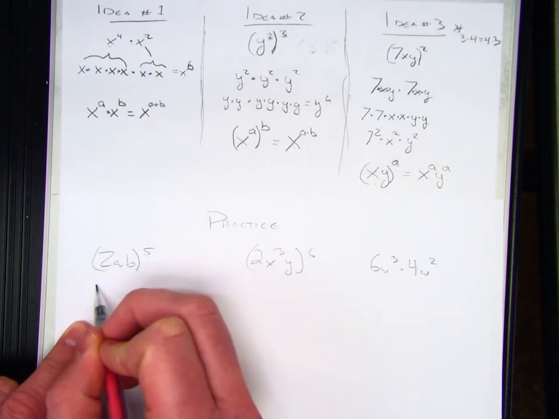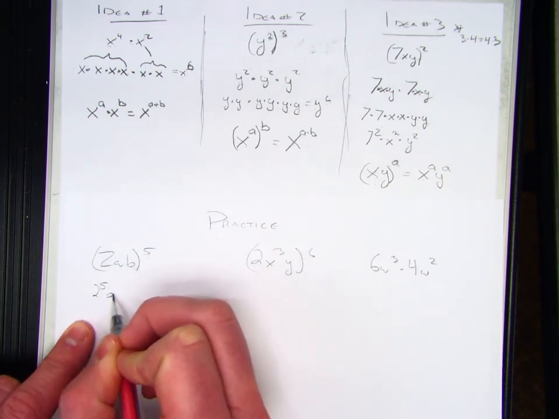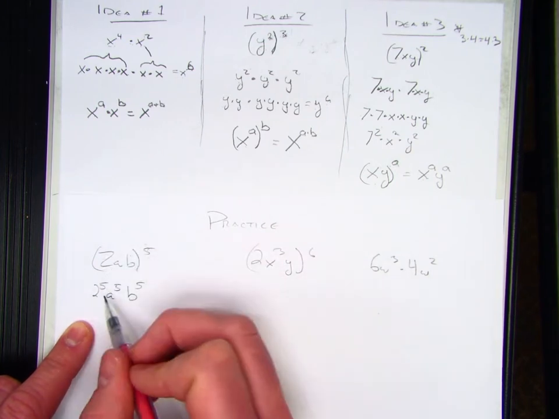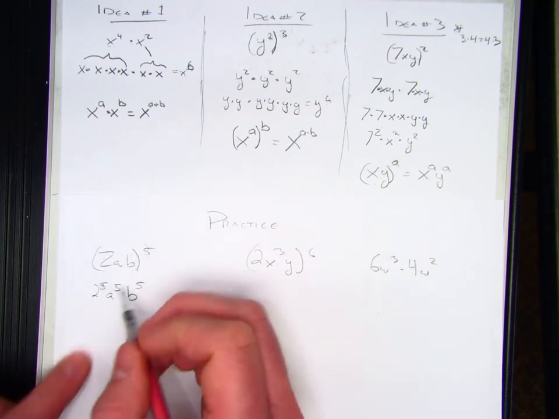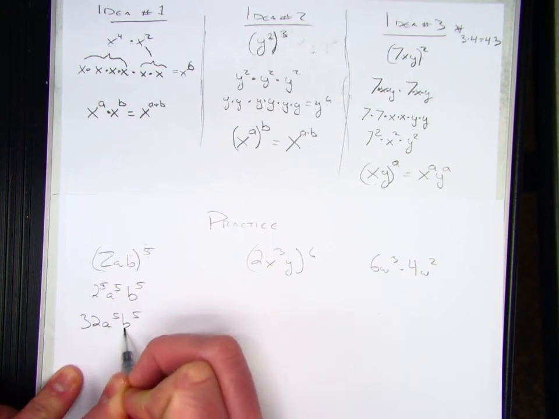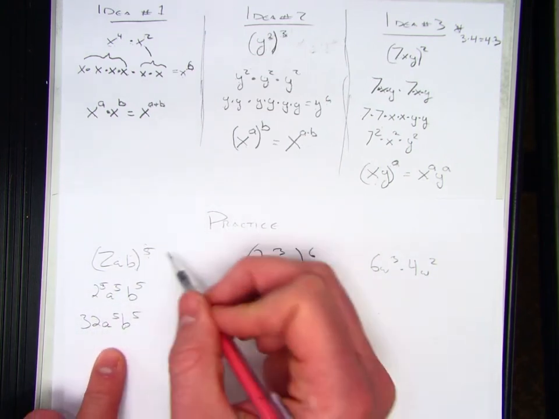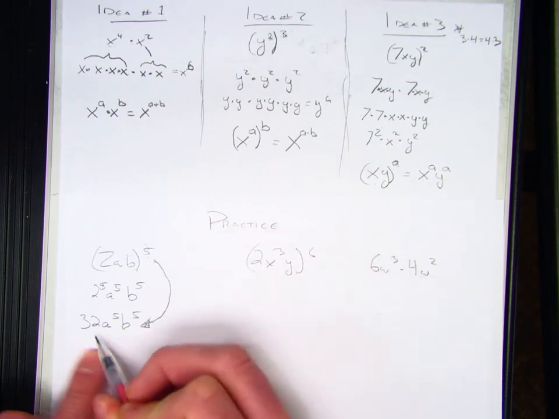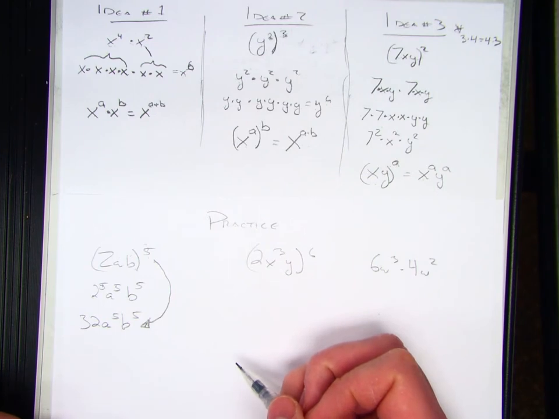So with that same idea, this would be the same as 2 to the 5th, a to the 5th, b to the 5th. I took that exponent onto all three. And if you actually did 2 times itself 5 times, that would be 32 a to the 5th, b to the 5th. And that would be your simplified expression. So I've taken that expression and simplified it and created an equivalent expression right there.